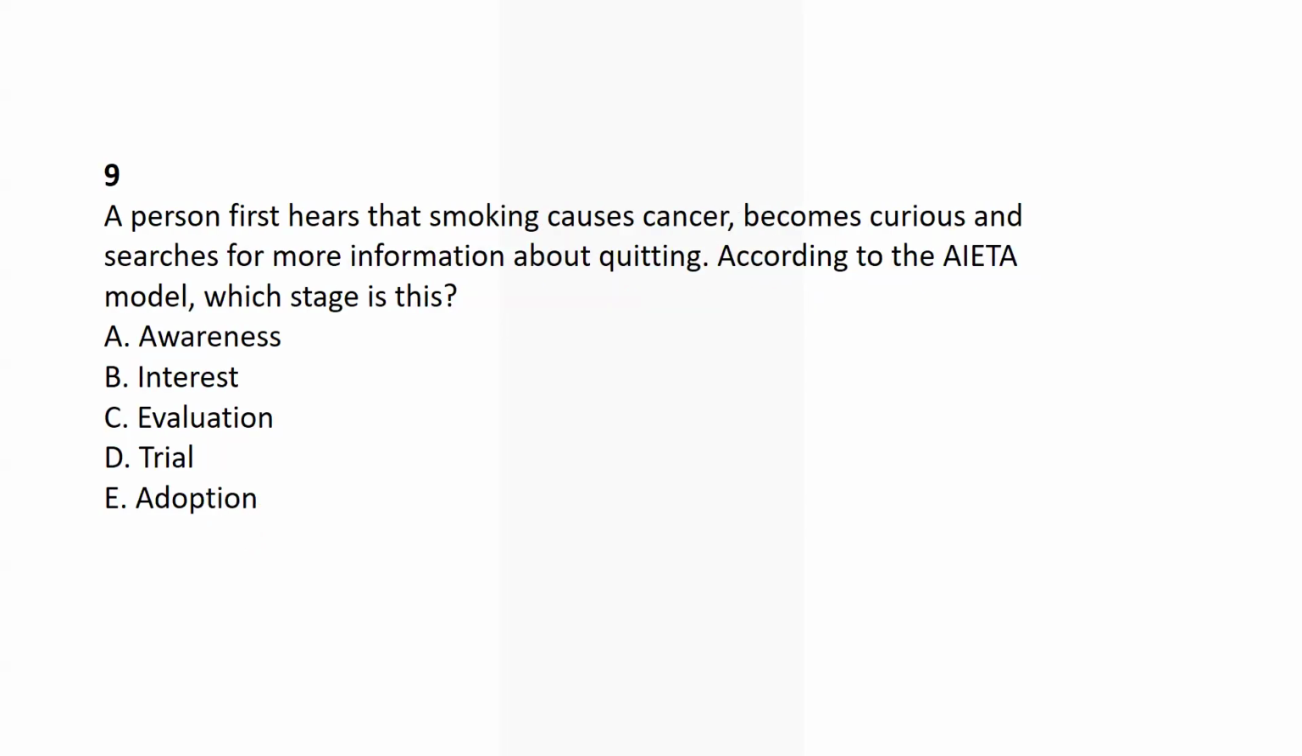Ninth question: a person first hears that smoking causes cancer, becomes curious and searches for more information about quitting. According to the AIETA model, which stage is this? Option A, awareness. B, interest. C, evaluation. D, trial. E, adoption. B, yes, B is the right answer. He is taking interest now.